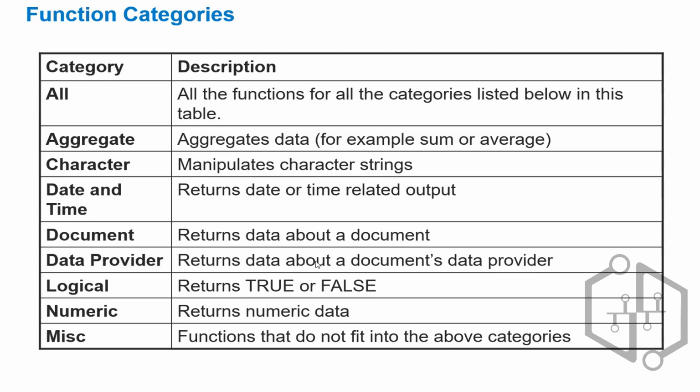Data provider returns data about a document's data provider, like the universe name we are using and those kinds of details. Logical returns true or false. Logical is like a boolean, 1 or 0. If the condition is matching, it is true, otherwise it is false. Numeric returns numeric data. Miscellaneous functions are those that do not fit into the above categories. So these are the types of function categories available in Business Objects.